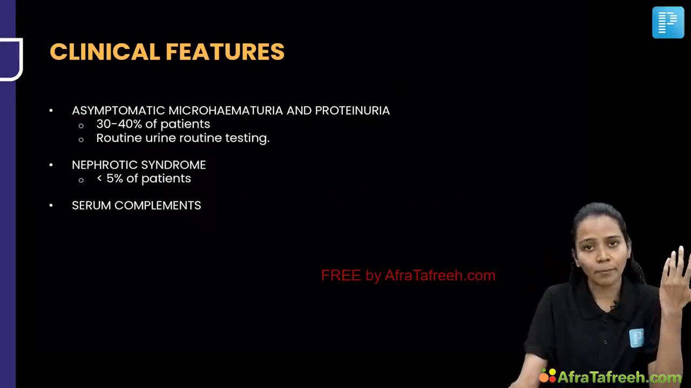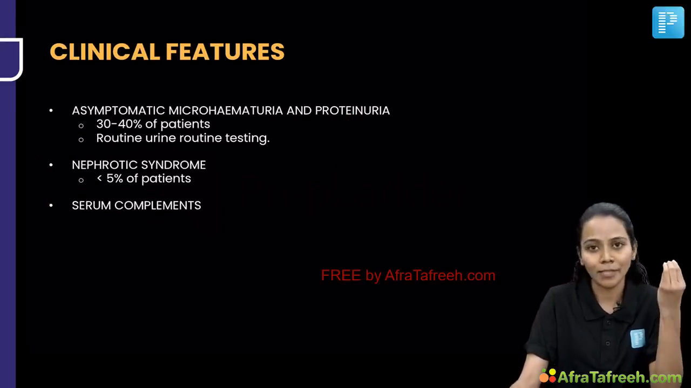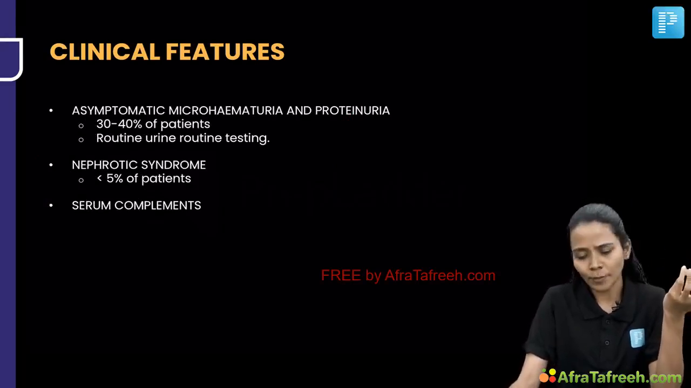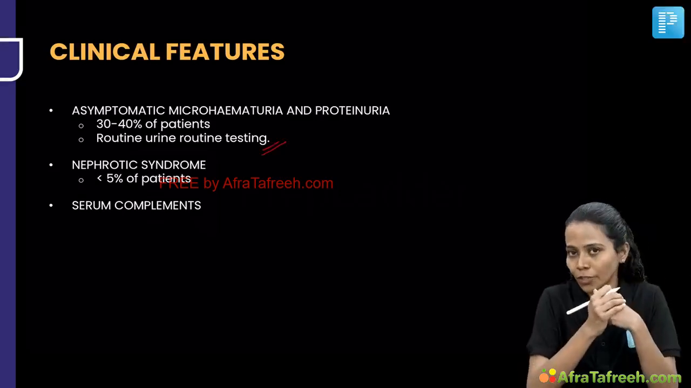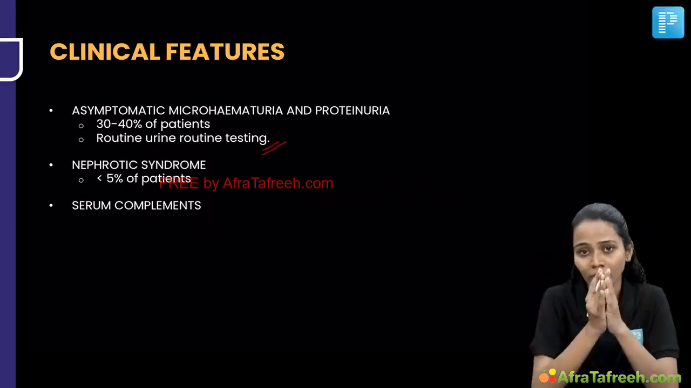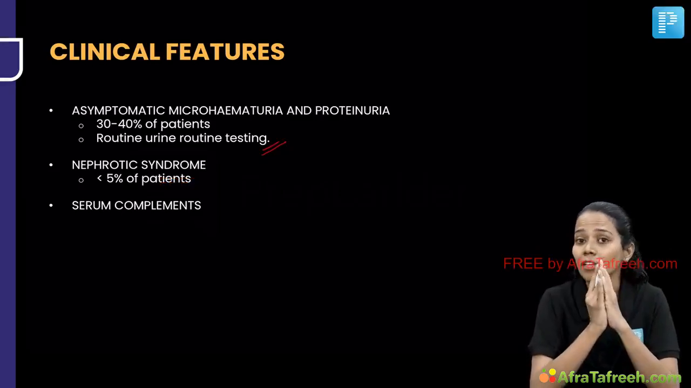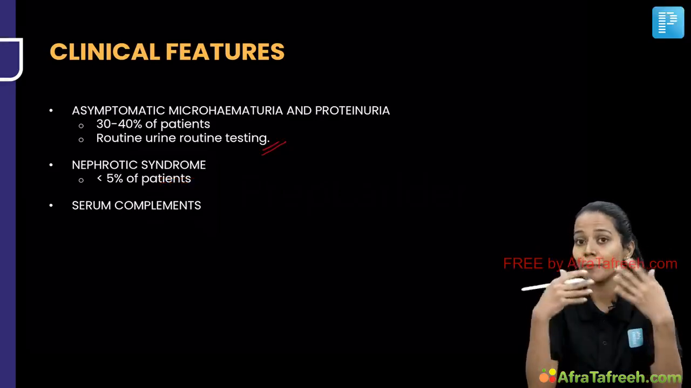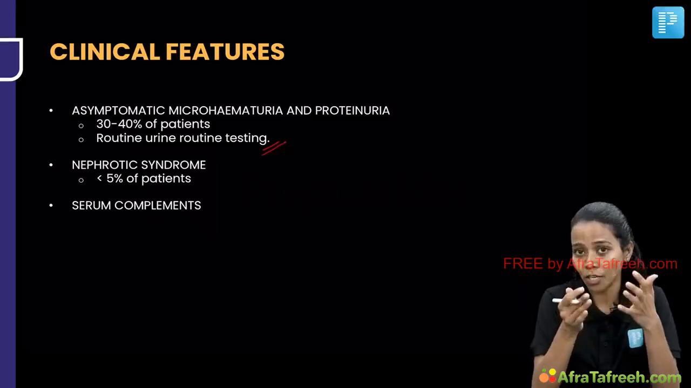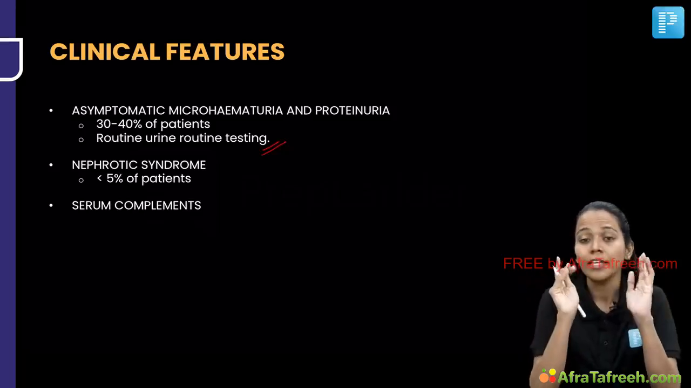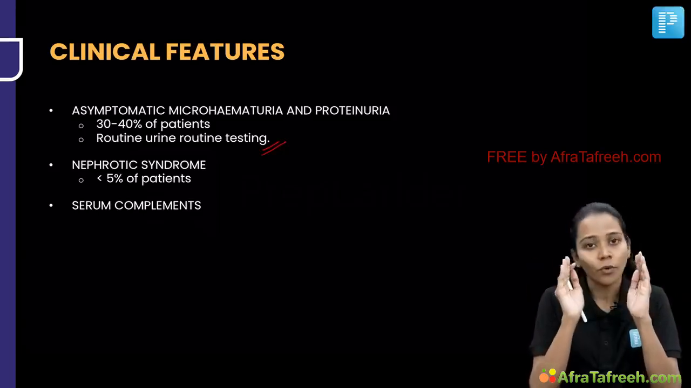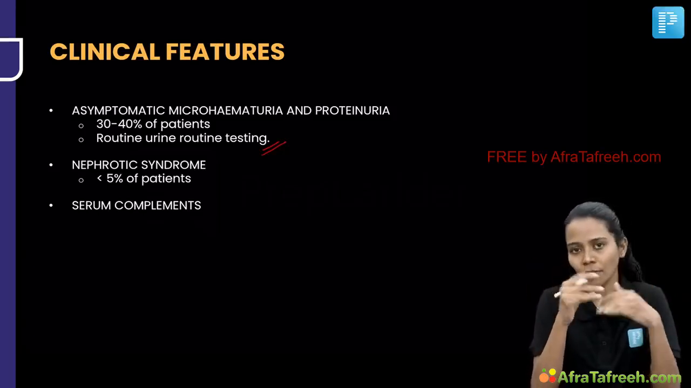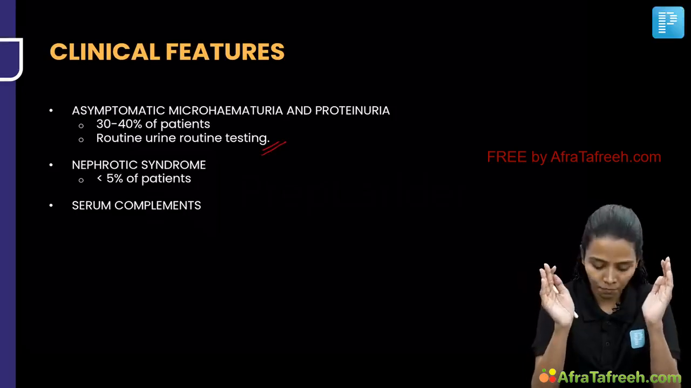Now, asymptomatic microhematuria and proteinuria can be seen in the remaining 30 to 40% of patients. Okay, so this will be detected only by routine urine testing. So many of us who have never had a urine routine, if we get tested, we might have this microscopic hematuria or proteinuria. However, if there's no hypertension, if there is no deranged renal function, only observation is the treatment. Okay, lifestyle modification and observation.